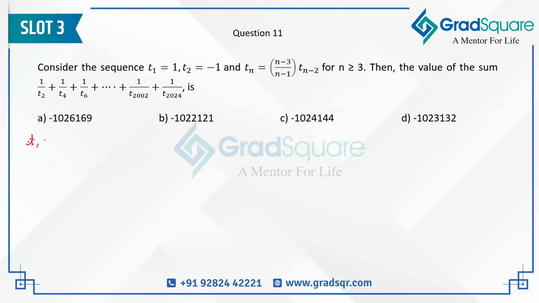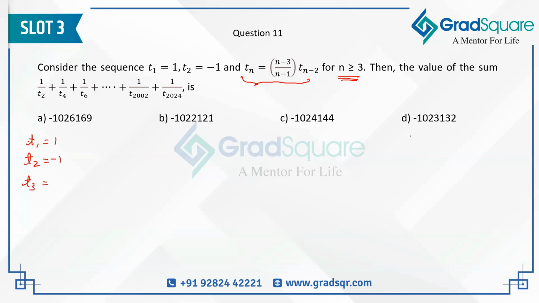T1, they've already given to you, which is 1. T2, they've already given to you, which is -1. Now let's look at this formula. This formula is valid for n greater than or equal to 3. So if I keep the value of n as 3, I'll get T3. Let me try and calculate the value of T3.